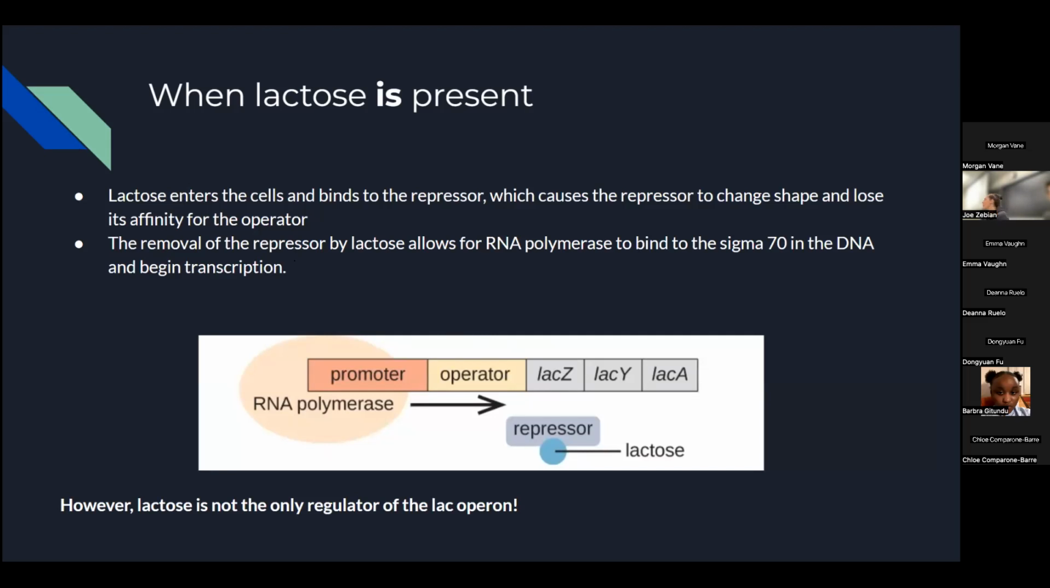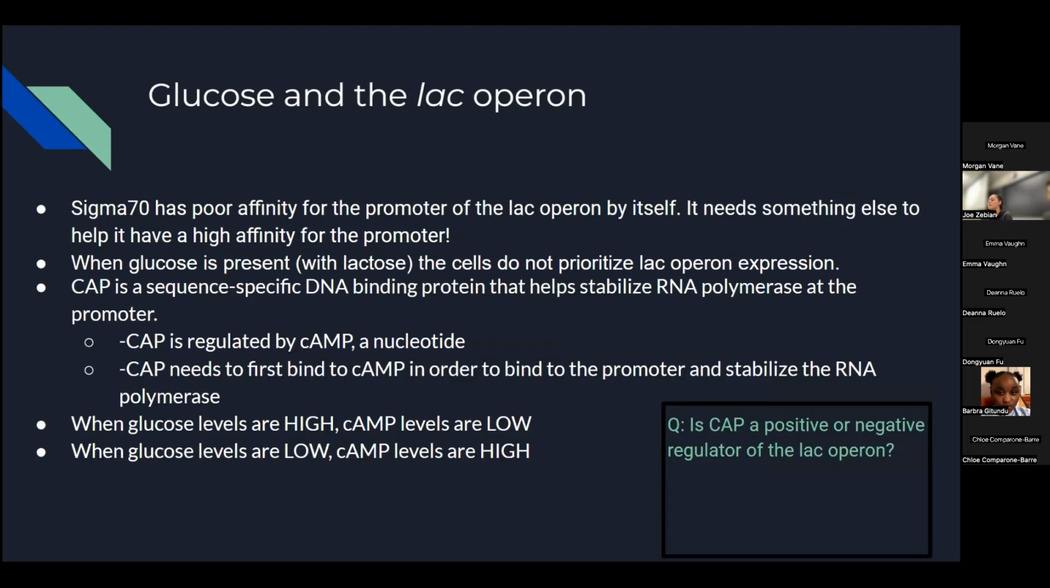But lactose is not the only regulator of the LAC operon. We also have glucose, cAMP, and CAP. So sigma 70 itself has pretty low affinity for the promoter, and it needs something else to help it bind to that promoter. And we have CAP to do this. So when glucose is present with lactose, the cell does not prioritize LAC operon expression.